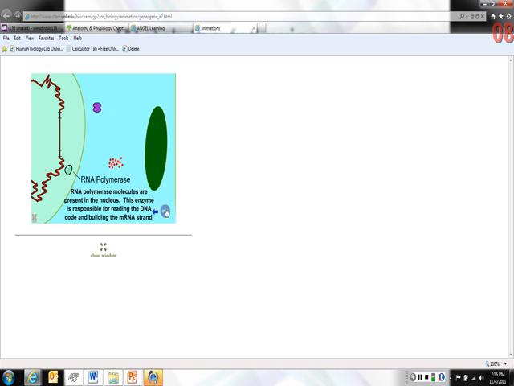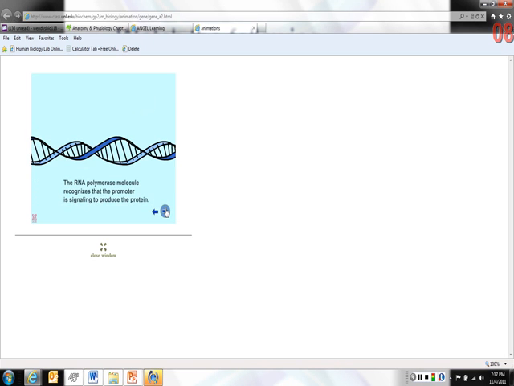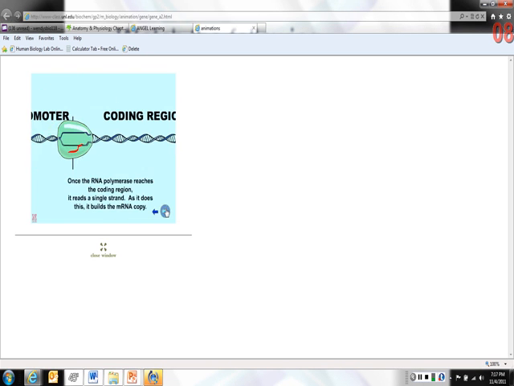RNA polymerase molecules are present in the nucleus. This enzyme is responsible for reading the DNA code and building the mRNA strand. The promoter region of the gene acts like a light switch. It signals when to turn the gene on and off. The RNA polymerase molecule recognizes that the promoter is signaling to produce the protein. The RNA polymerase binds to the DNA strand and the DNA double helix unwinds. Once the RNA polymerase reaches the coding region, it reads a single strand. As it does this, it builds the mRNA copy.